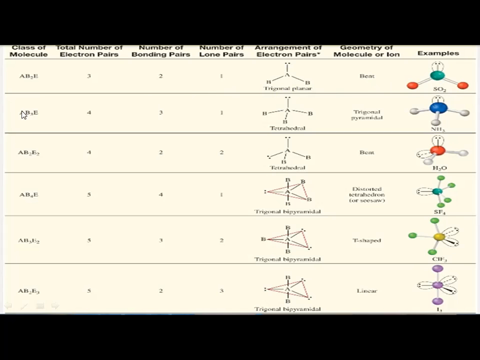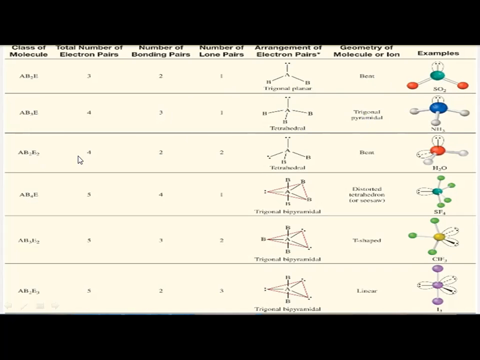This is the molecule. Then AB3E, there is 1 lone pair also. So 4 electron pairs, the number of bond pairs is 3, and the number of lone pairs is 1. So the expected geometry is tetrahedral, but the geometry comes out to be trigonal pyramidal, the NH3 molecule.